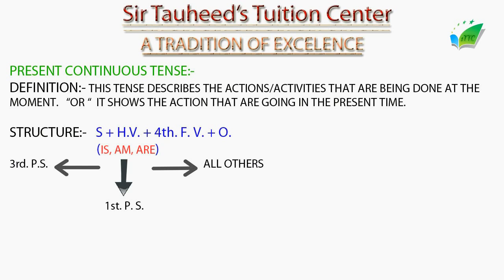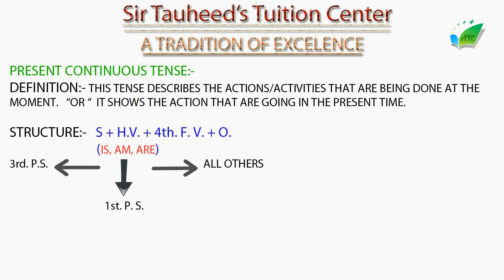This tense is also called present progressive tense. So let's have a look at its definition. This tense describes the actions or activities that are being done at the moment, or it shows the actions that are going on in the present time. It means whatever you are doing can be expressed with this tense. It means all those actions which are happening right now.